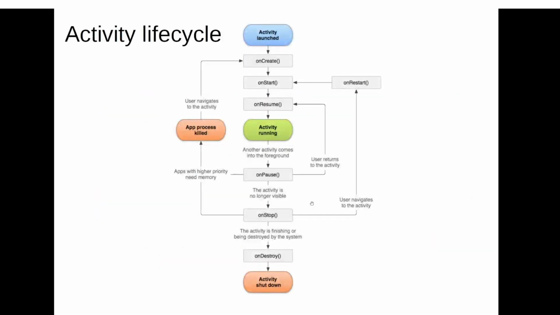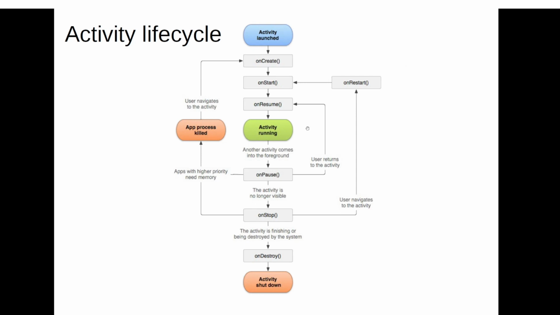Now, this is essentially the life cycle in Android. When an activity is first launched, its onCreate function is invoked. At this point, the activity is created. Immediately after, the activity's onStart function is invoked, and we say the activity is started. And then its onResume is invoked, and we can say at this point the activity is resumed, or more commonly, running.